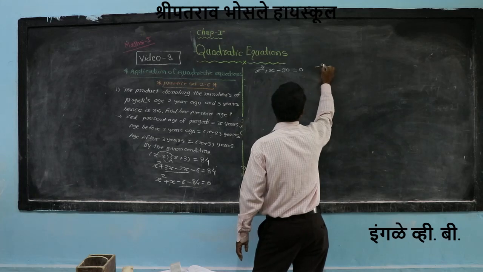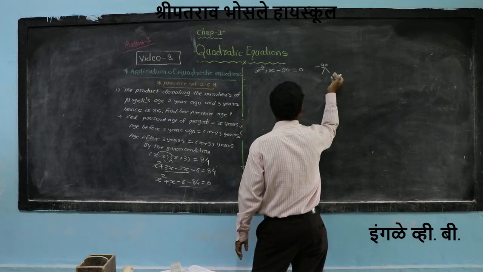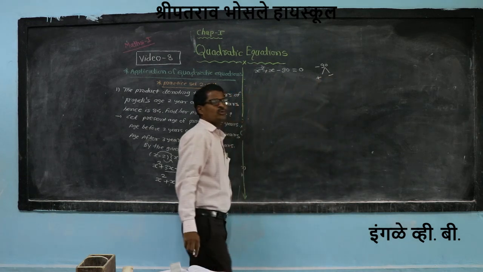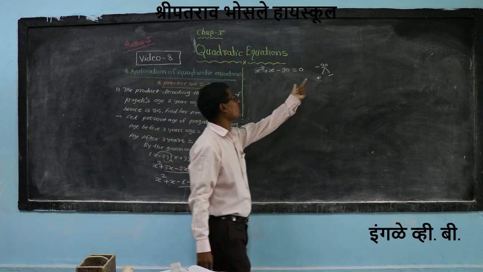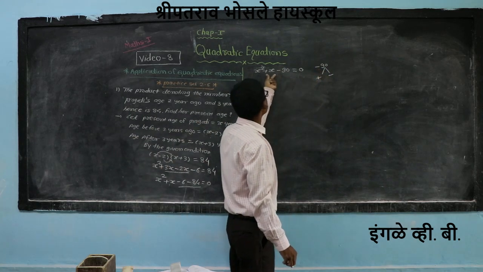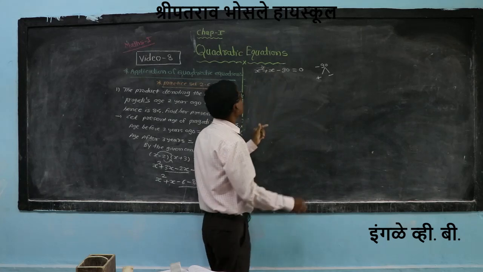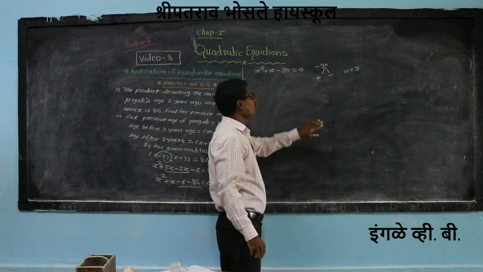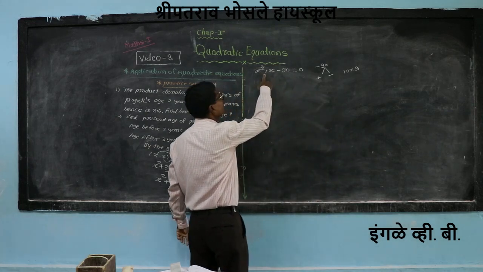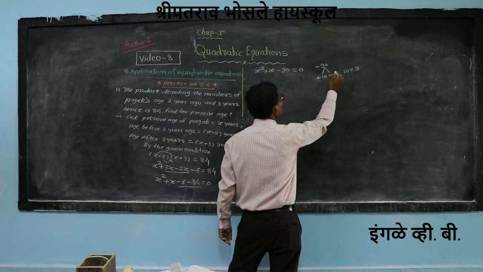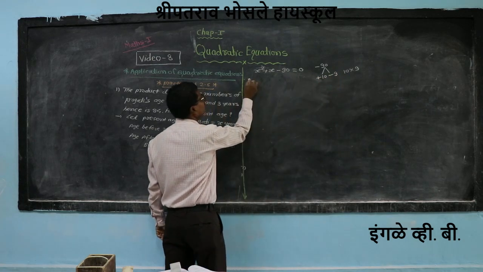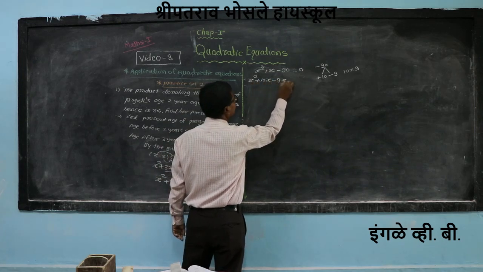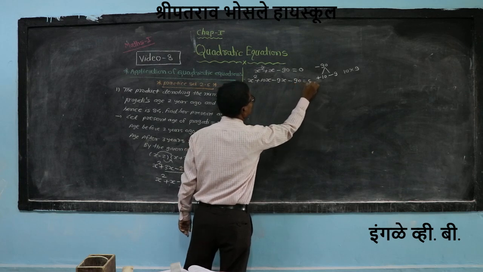Here the constant term is minus 90. So the two factors of minus 90 are, one positive, one negative. Now we have to find two factors such that the product is 90 and the difference is 1. So we get 10 into 9, which is 90, and the difference is 1. The middle term is positive, so take 10 positive, 9 negative. Now put these values: x square plus 10x minus 9x minus 90 is equal to 0.